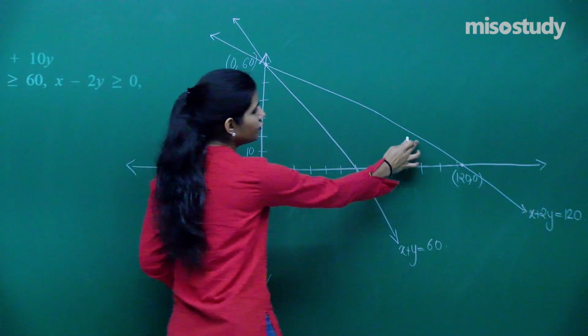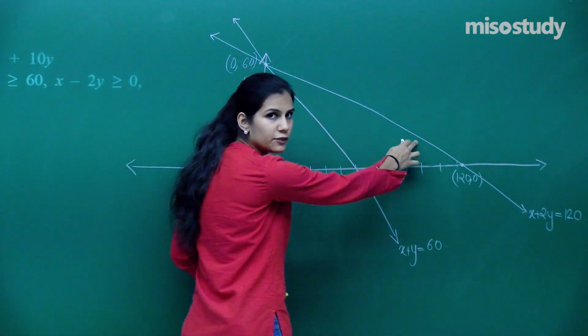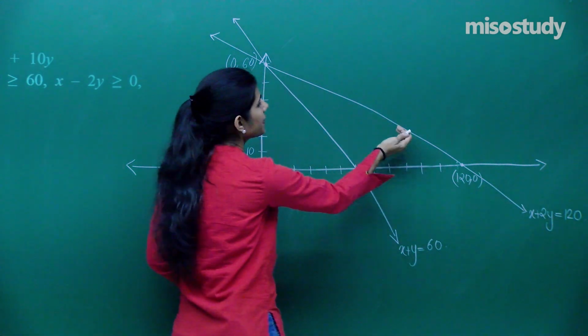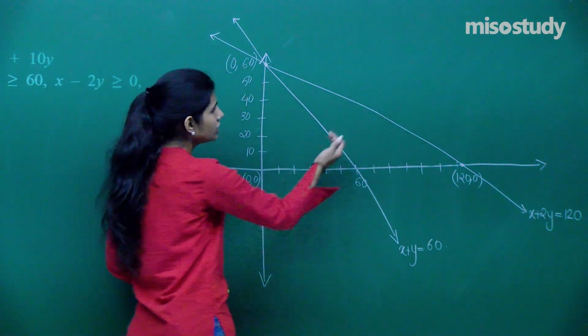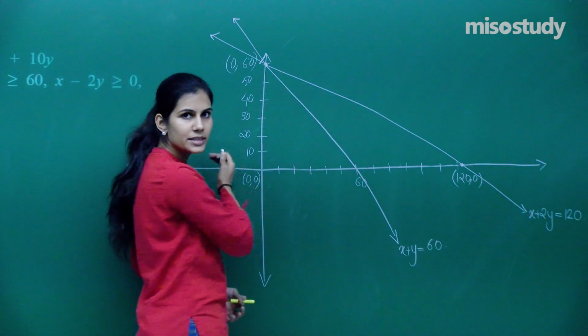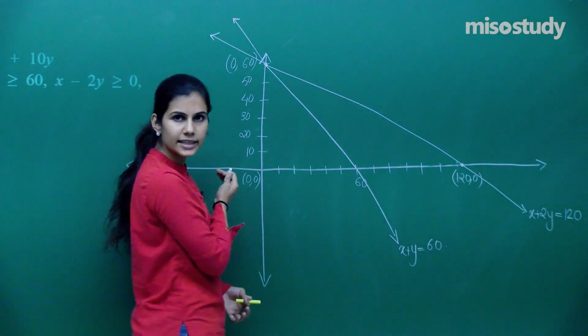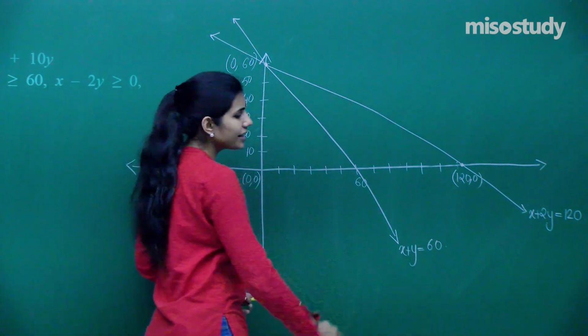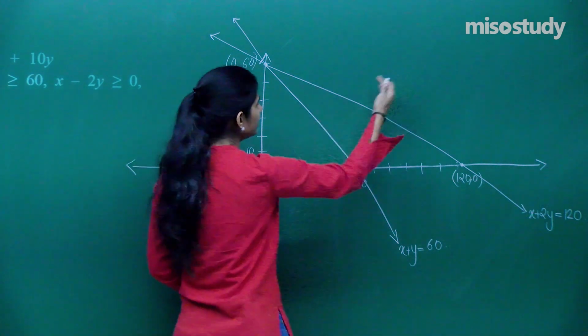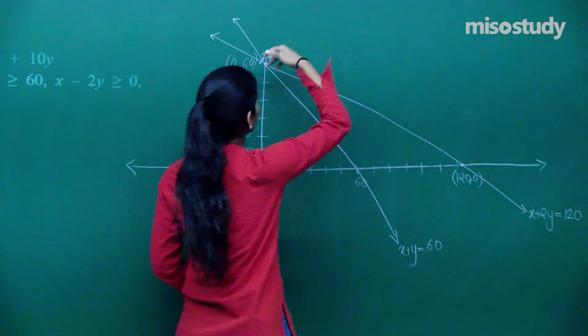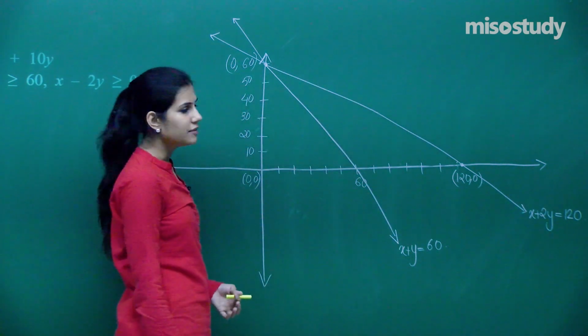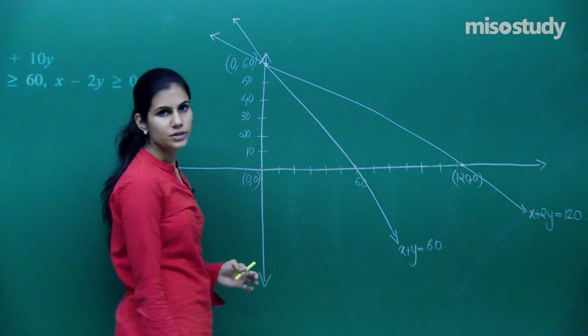Okay? For x plus 2y equals 120, for this line, the region containing the origin is going to be the region represented by x plus 2y less than or equal to 120, and for the x plus y equals 60 line, the region not containing the origin, that is the other side of the line, is going to represent the region x plus y greater than or equal to 60.